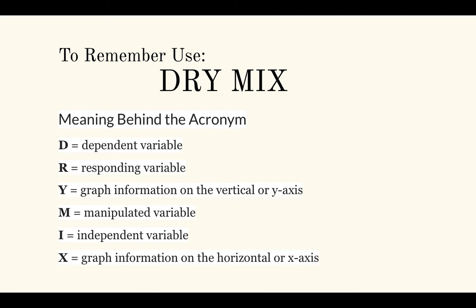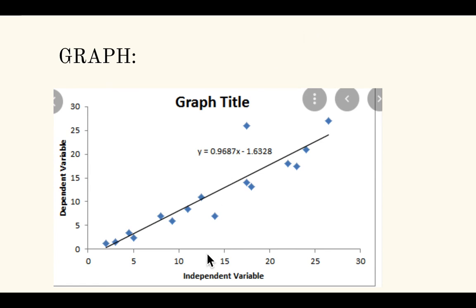Now, to remember the conventions for doing a graph, you can use this acronym, DRY MIX. So dependent variable or responding variable goes on the y-axis, the vertical or y-axis. Manipulated variable or independent variable goes on the x-axis. So, for example, as you can see this visually, the independent variable goes on the x-axis, the dependent variable goes on the y-axis. We can actually graph data and look for linear relationships. You can even do a line of best fit. Never forget to always give your graph a title. You can see also that the scale here is proportional. There's just as much room between 0 and 5, and 5 and 10, and 10 and 15.